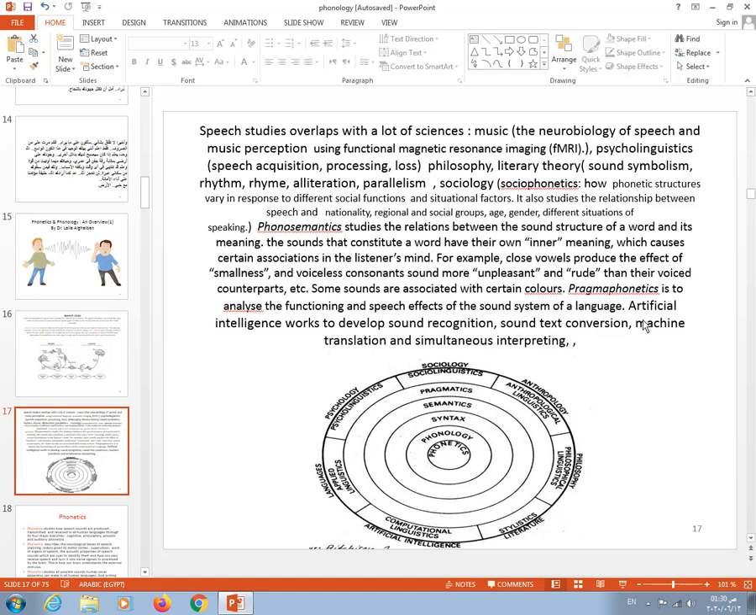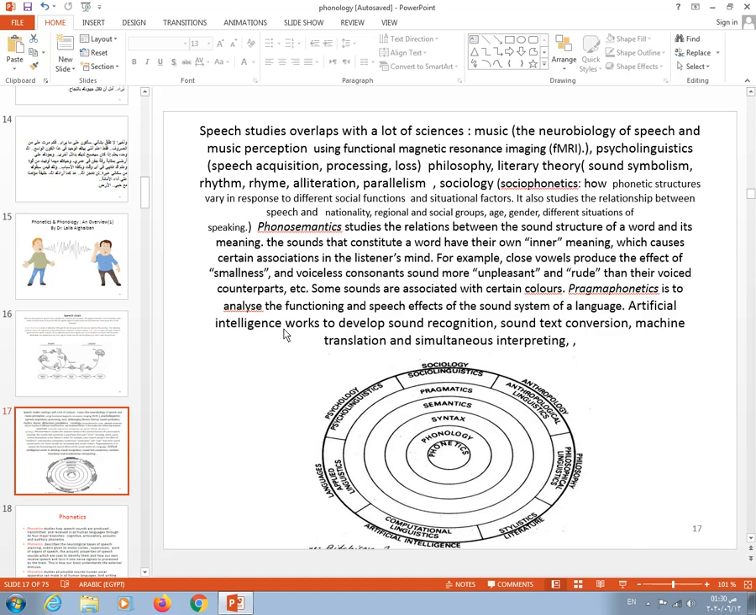Also, phonetics and, of course, phonology interact with artificial intelligence, which is mushroomingly taking over nowadays and is giving unprecedented fruits, and it's the future.